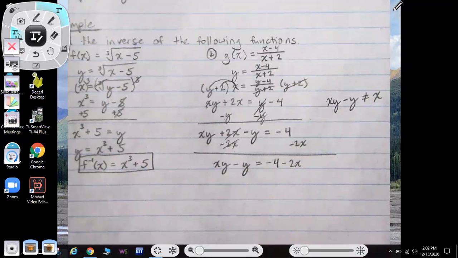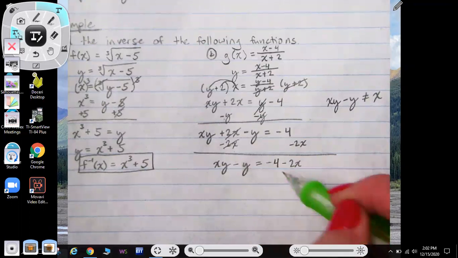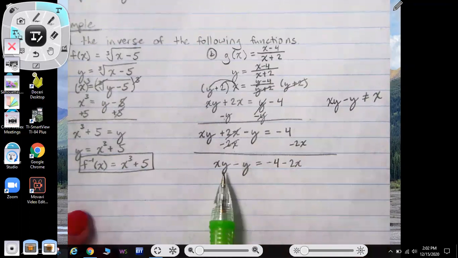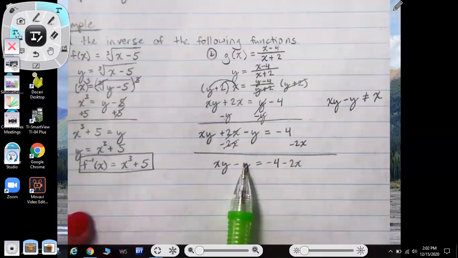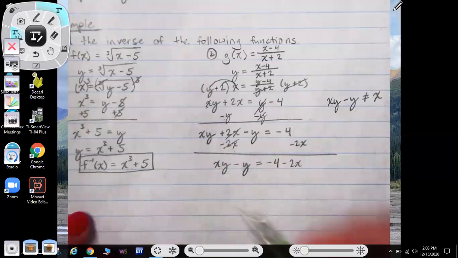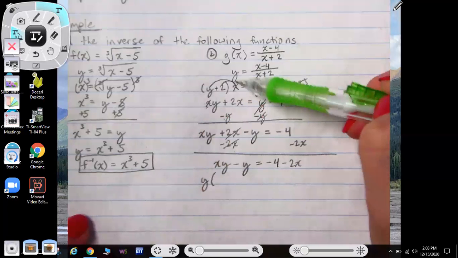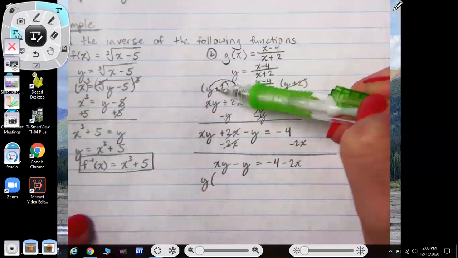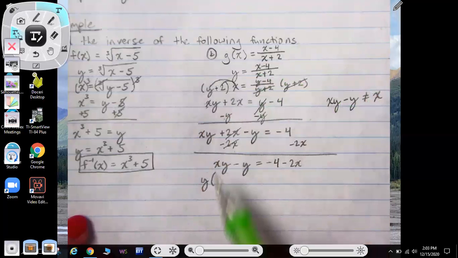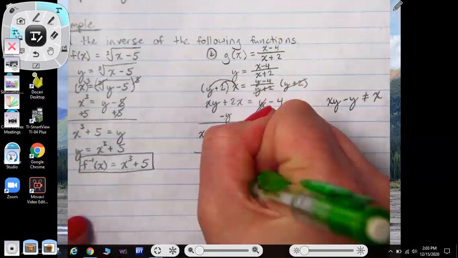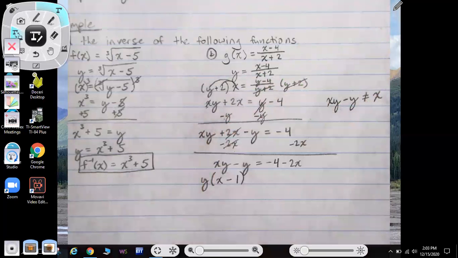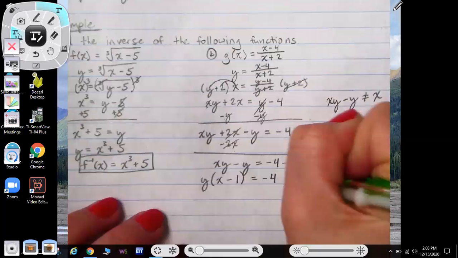Okay, we've got everything in the right spot for what we need. We've got the terms with the y on the left side, everything else on the right side. So since everything on this side has a y, we can factor a y out. So we're basically doing the opposite of distributing. Up here, when we distributed this x to both of these terms, we're doing the opposite. We're pulling something out and we're going to see what we're left with. So if we factor out a y, we're left with x minus 1. And that's still equal to -4 minus 2x.